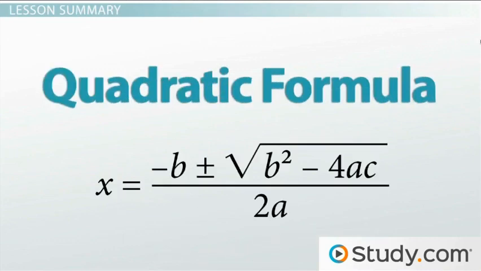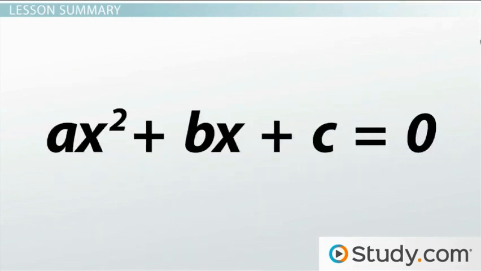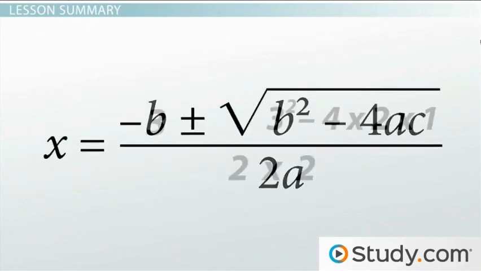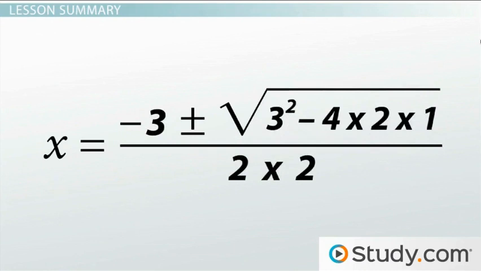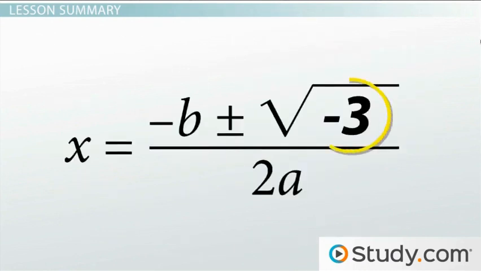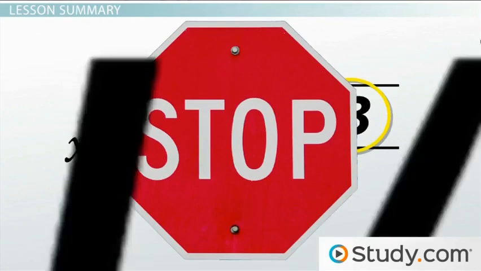Let's recap. We've learned that the quadratic formula is this, and can be used to solve any quadratic equation. To use the formula, our quadratic equation must be in the standard form of ax squared plus bx plus c is equal to 0. Once our equation is in standard form, we compare our problem with the standard form to find our a, b, and c values. Once we have our values, we plug them into our formula and then evaluate to get our answer. If the part under the square root is negative, though, we stop and say that there are no real answers.